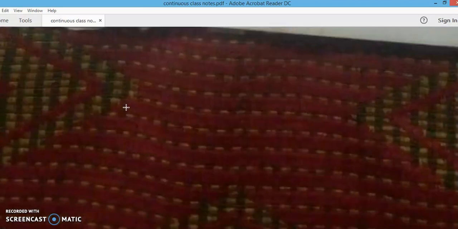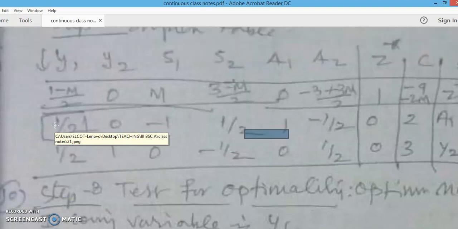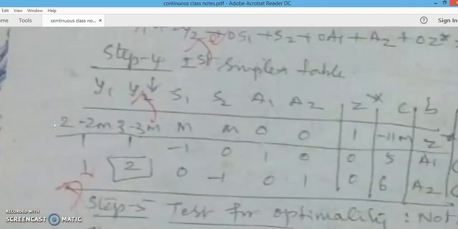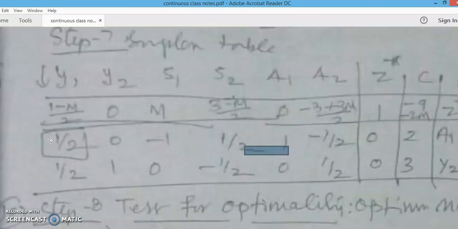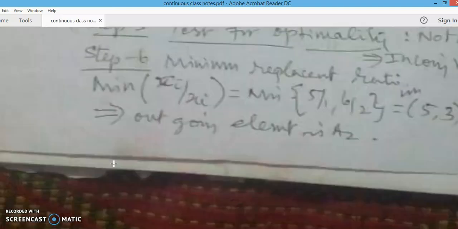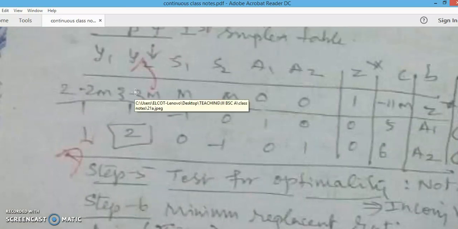So multiply this equation by -1, add with this number, and you will get this particular row. Again, using this, we have to make it here 0. Here 0 we have to make.